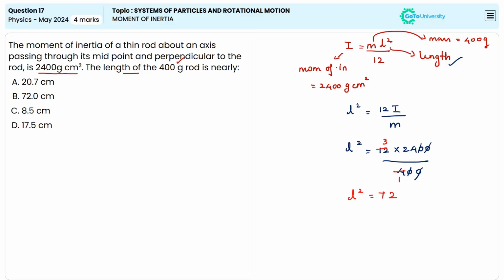But this is for L square. We need only the L value, so we have to take a square root. When we are taking the square root, it will be equal to 8.48, which is approximately equal to 8.5 centimeter. So the correct answer for the question is option C.